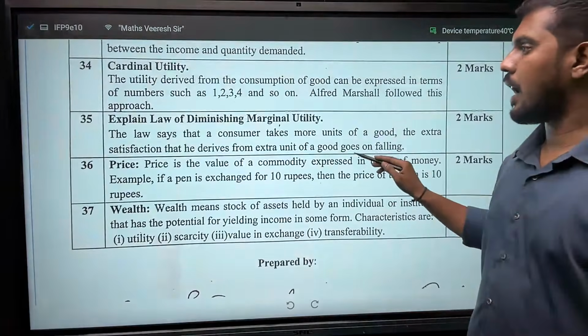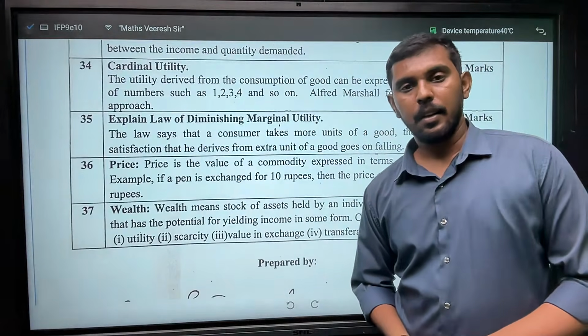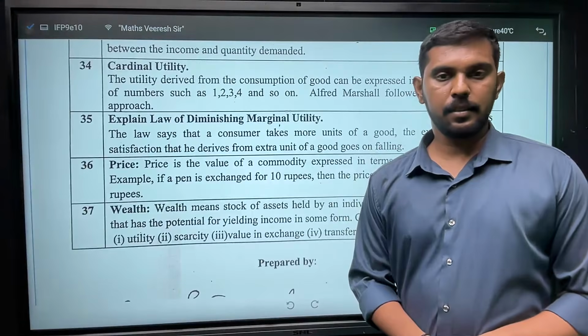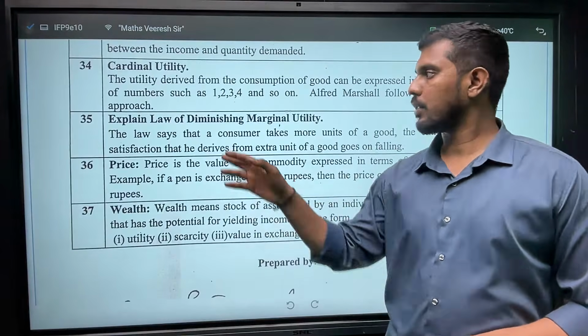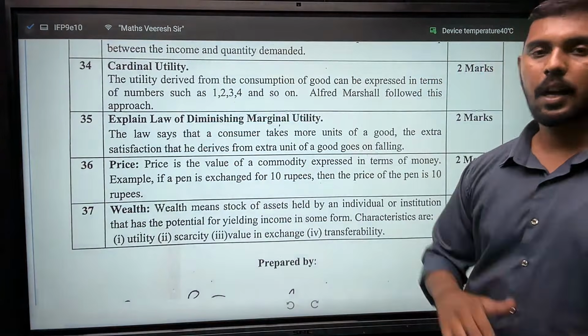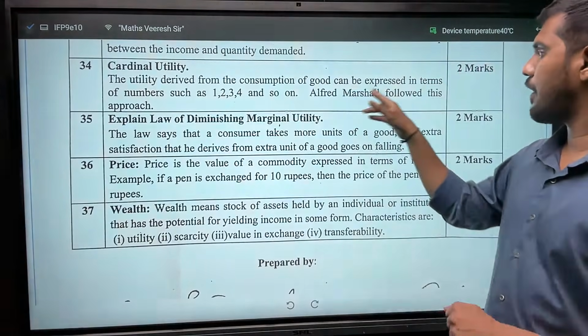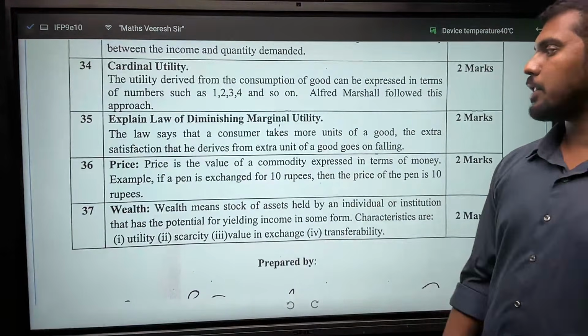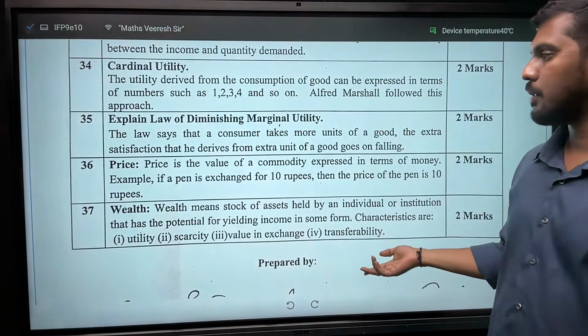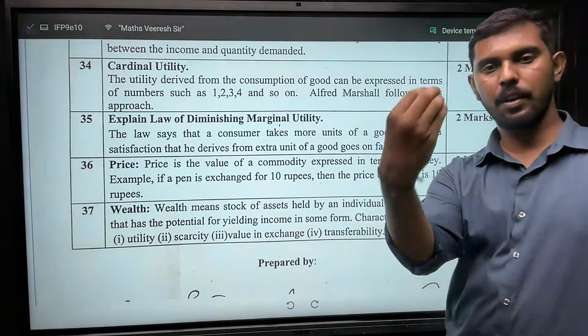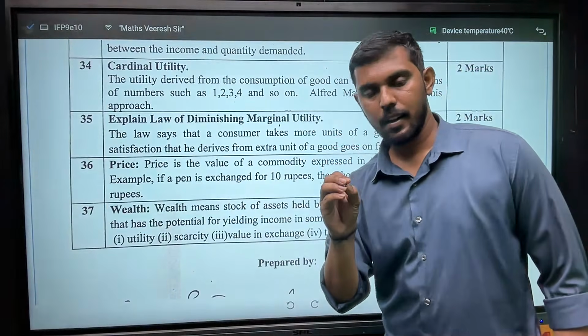Cardinal utility. Cardinal utility means the utility which is measured in numbers such as 1, 2, 3, 4 is called cardinal utility. Explain the law of diminishing marginal utility. Write down anything: a definition, the statement of the law, or the meaning.